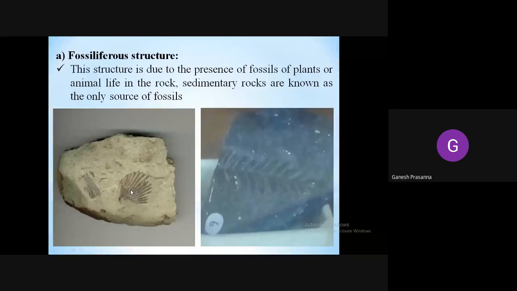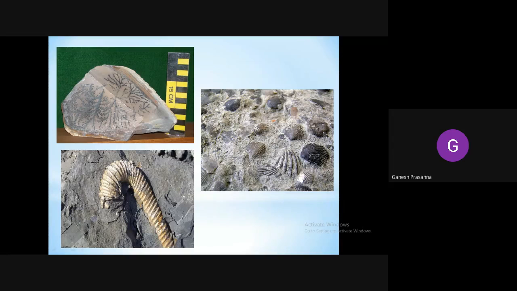You can see the fossils which are preserved within the rock itself. Here you can see the leaf of a plant preserved within a rock. You can see an animal remain, any vertebrate remain, within a rock. The presence of fossils of plants or animal life in sedimentary rocks is also known. Such structures are usually called fossiliferous structures. Here you can see the remains of certain conches or shells.